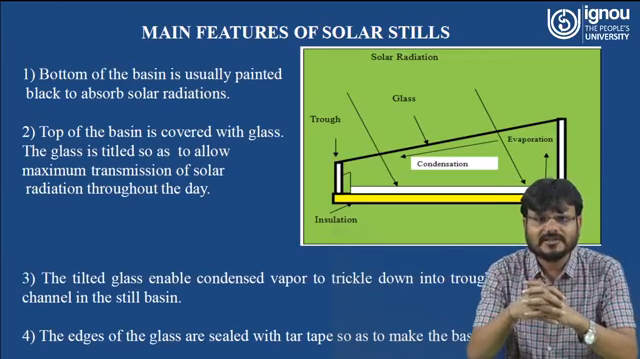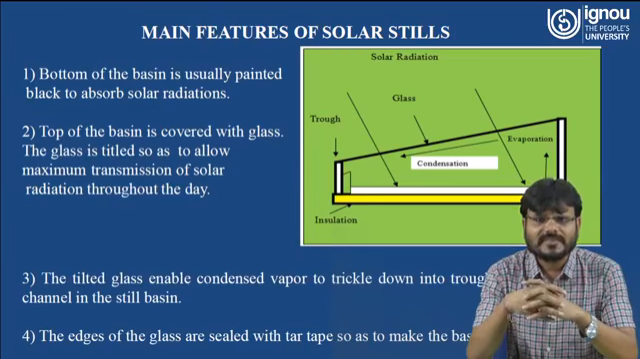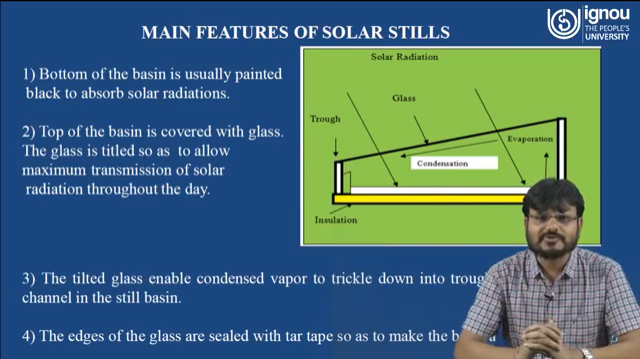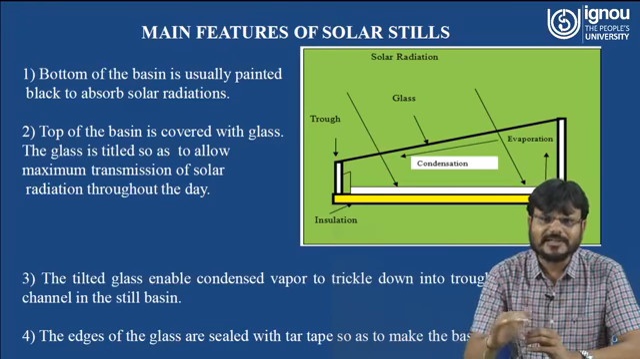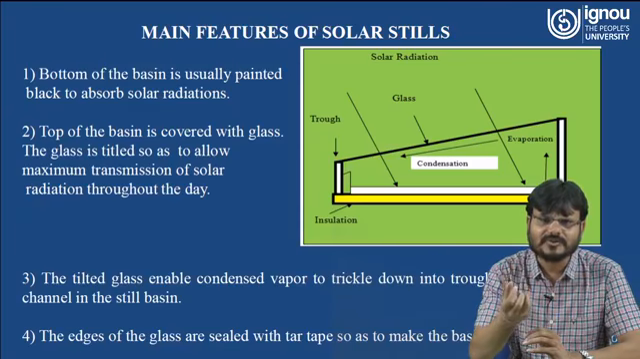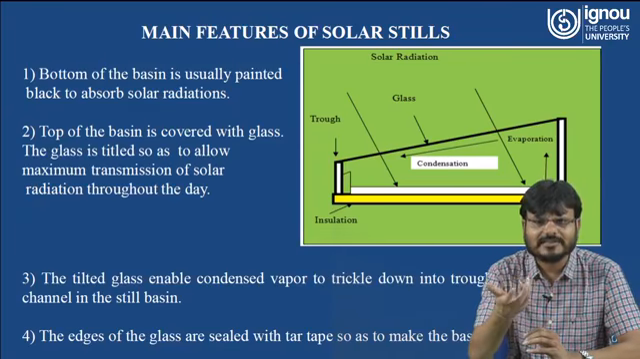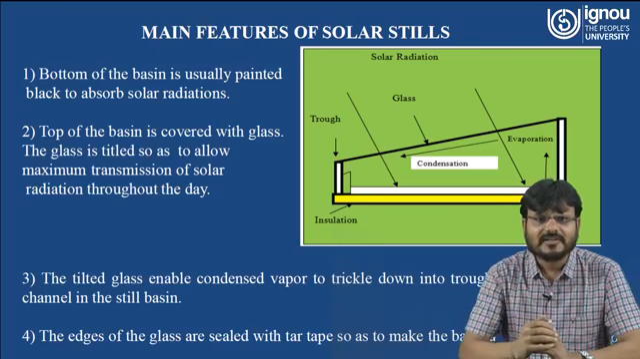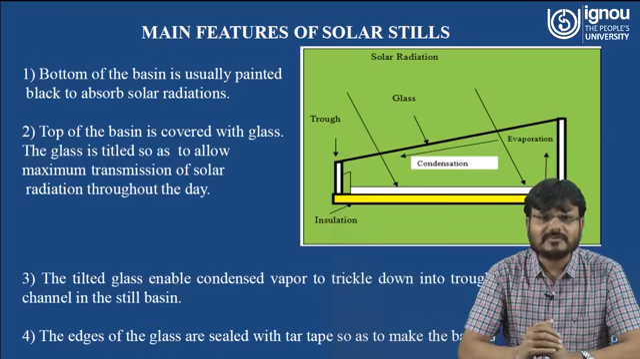Here you can understand the main features of the solar still. Here you can see the bottom of the basin is usually painted black to absorb solar radiation. Why is it painted black? Because with black paint, the absorbability of that absorber is more, and it will be able to collect more thermal energy. And the top of the basin is covered with glass. The glass is tilted so as to allow maximum transmission of the solar radiation throughout the day.